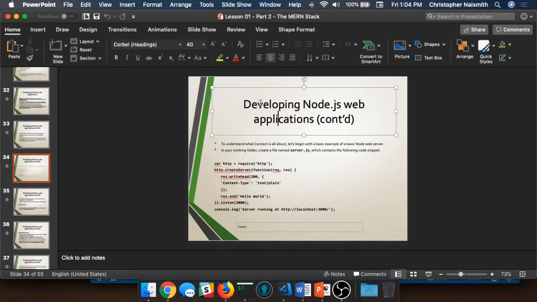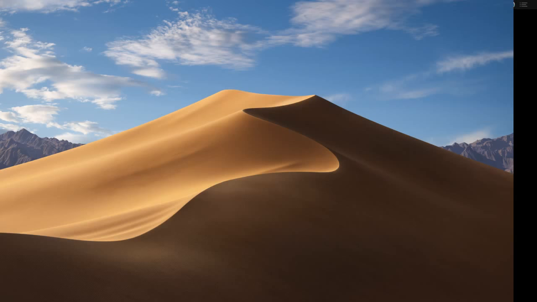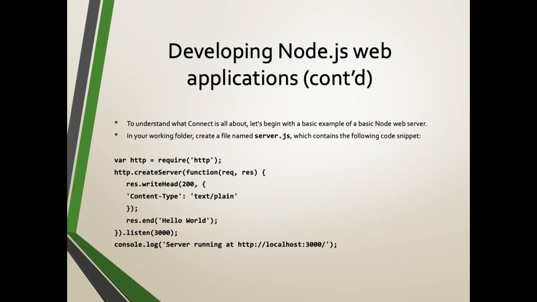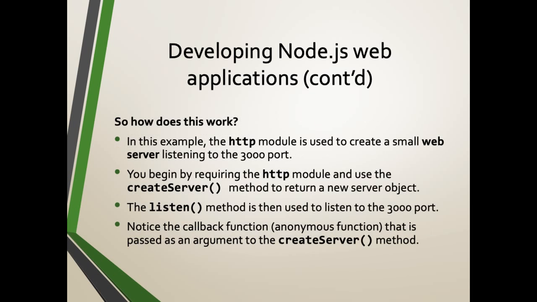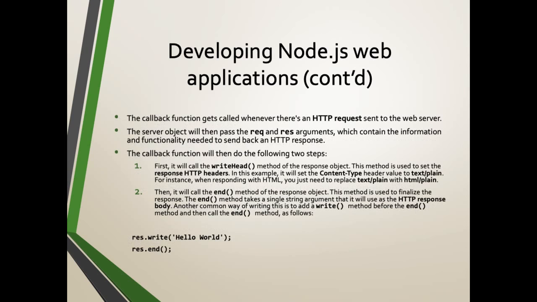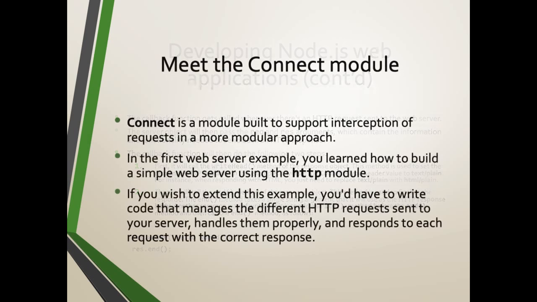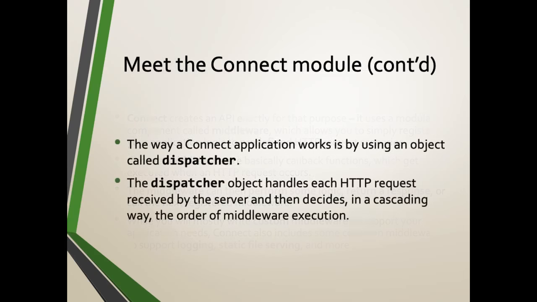Any other questions? Feel free to ask. So we explained how this works. You create the server, it listens on port 3000, and the code in it is sent through the response object, when you have the callback function that is fired whenever there's an HTTP request. I believe I went over that.